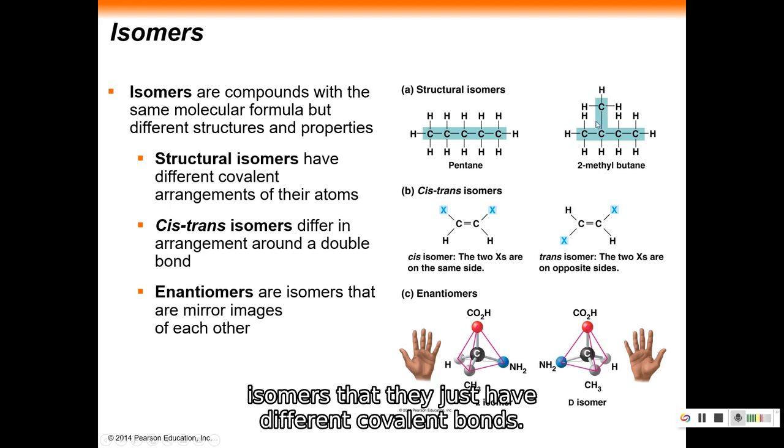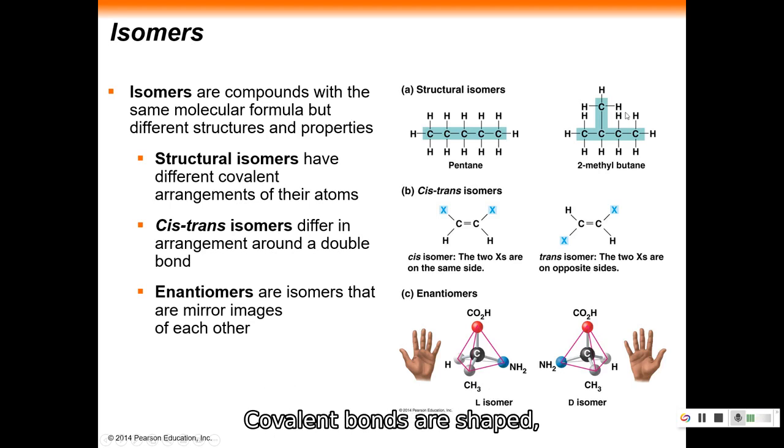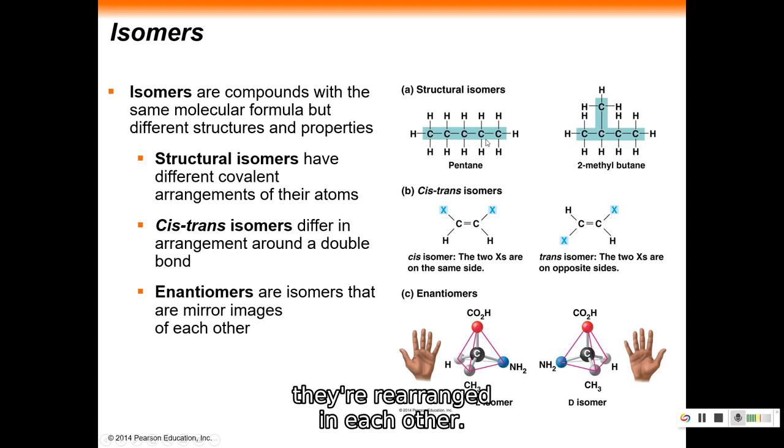Structural isomers are one type of isomers that just have different covalent bonds. Their covalent bonds are rearranged relative to each other.